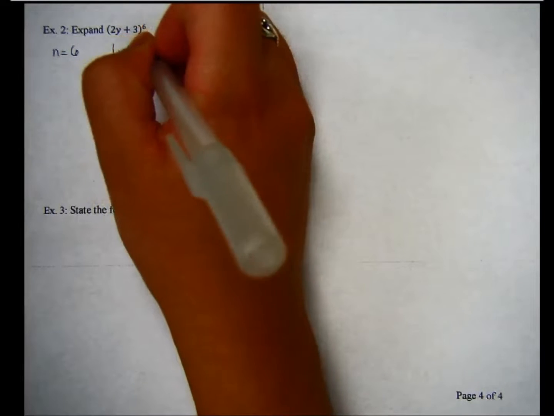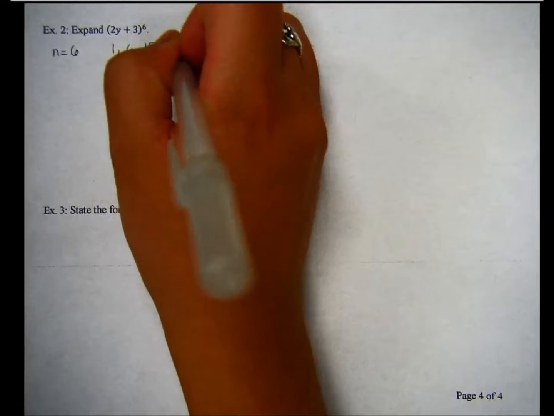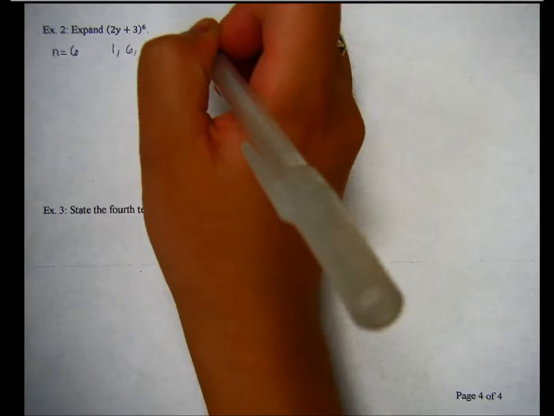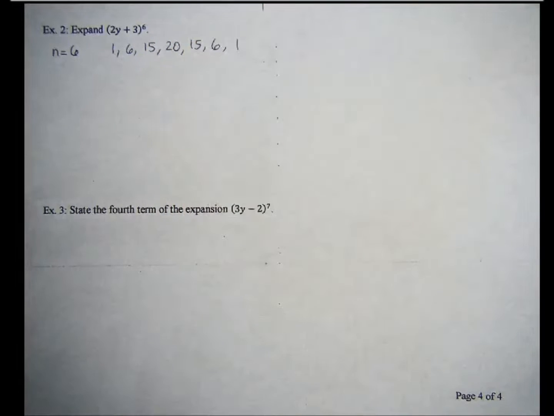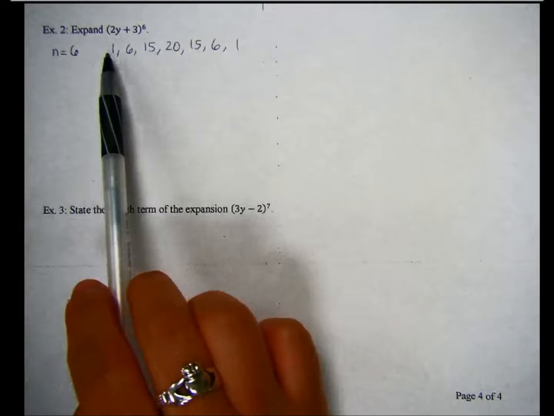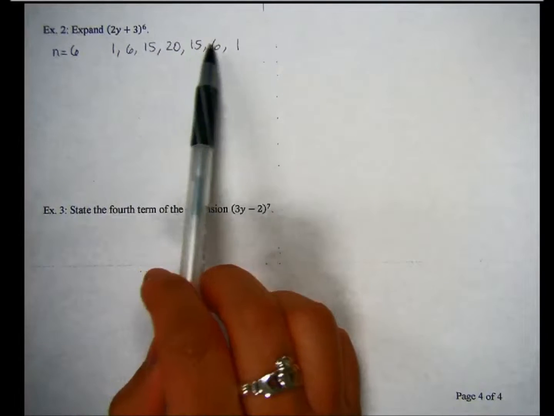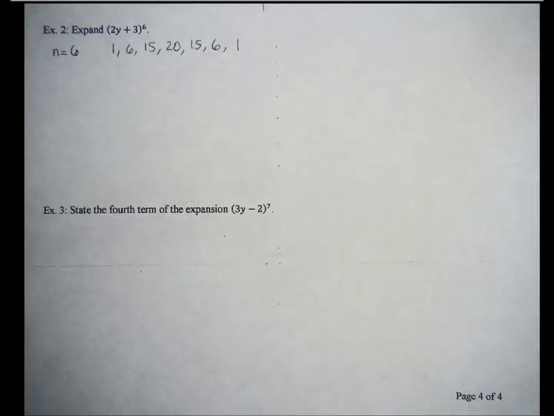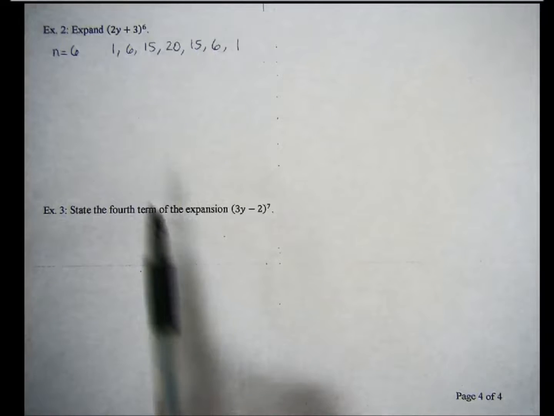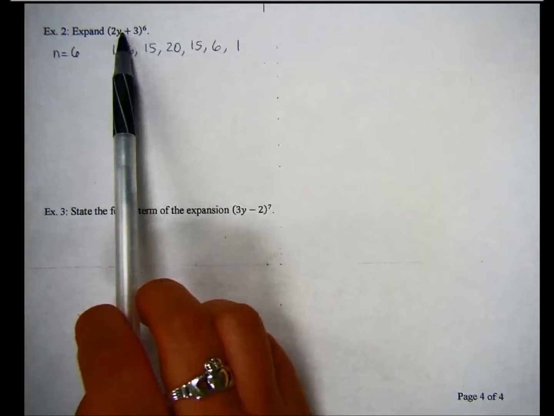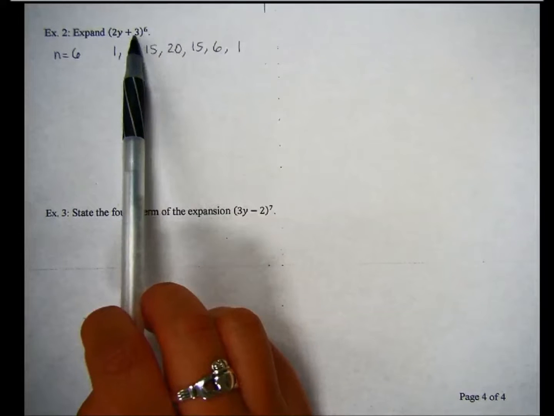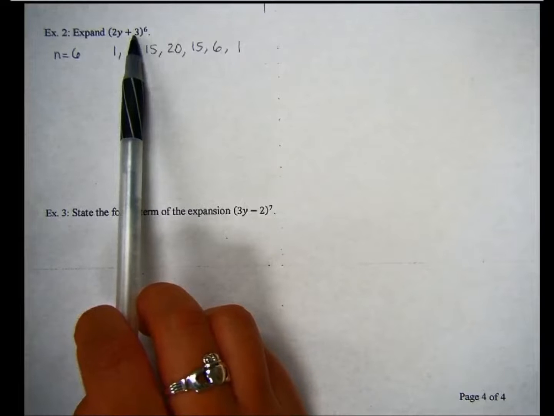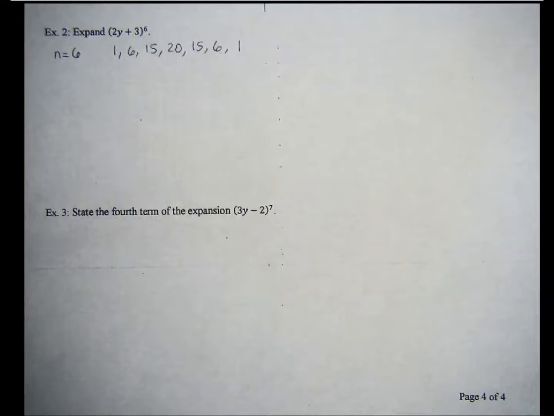Your coefficients should be 1, 6, 15, 20, 15, 6, 1. Just make sure you have 7 terms in total. 1, 2, 3, 4, 5, 6, 7. Good. And now the exponents on the first term, 2y, will start with 6 and then decrease by 1 going to the right. The exponent on 3 will start with 0 and then increase by 1 going to the right.